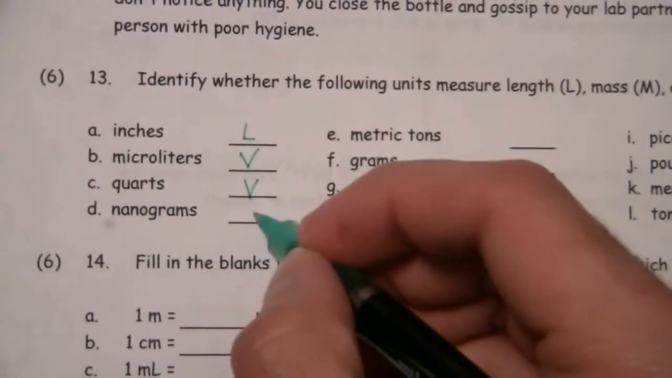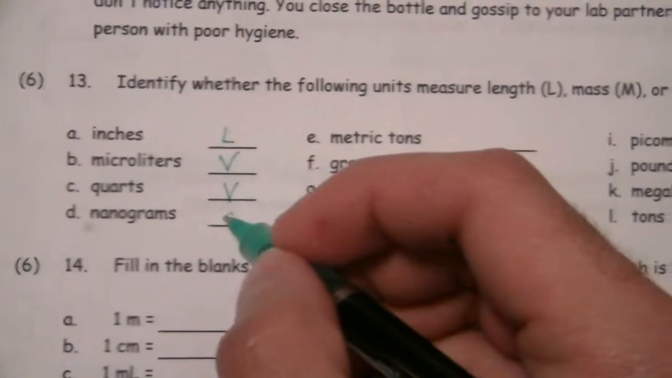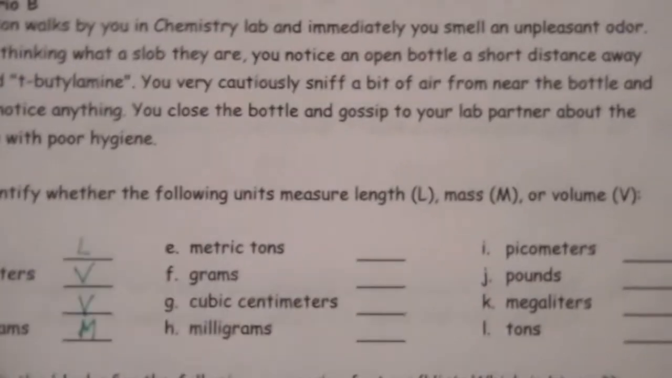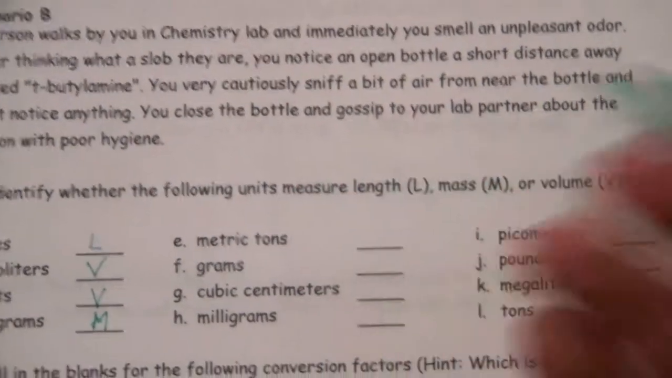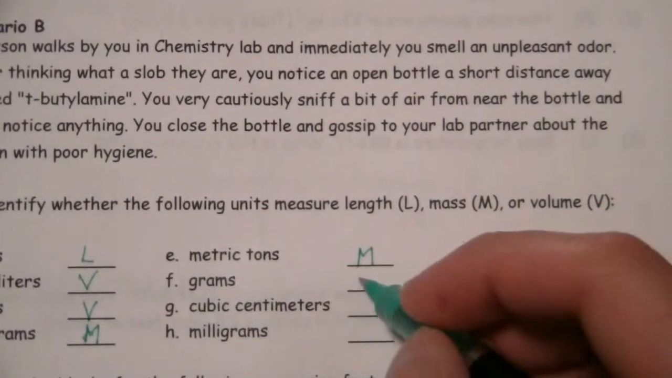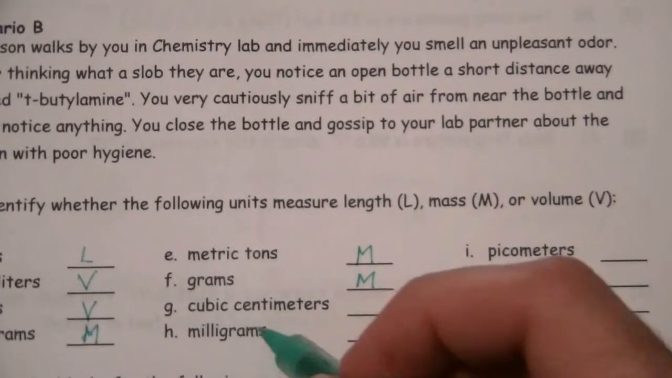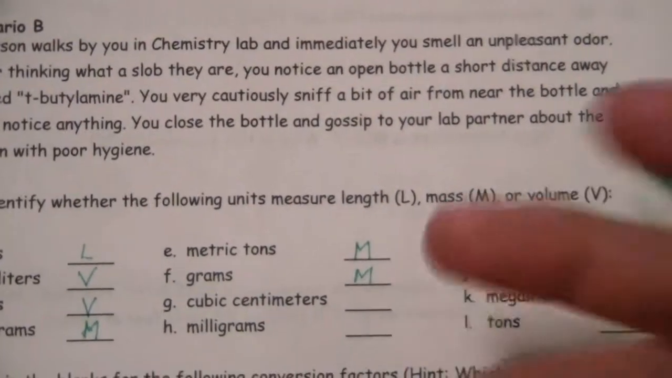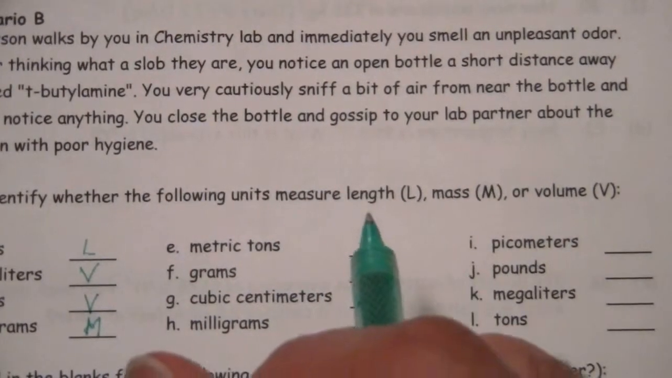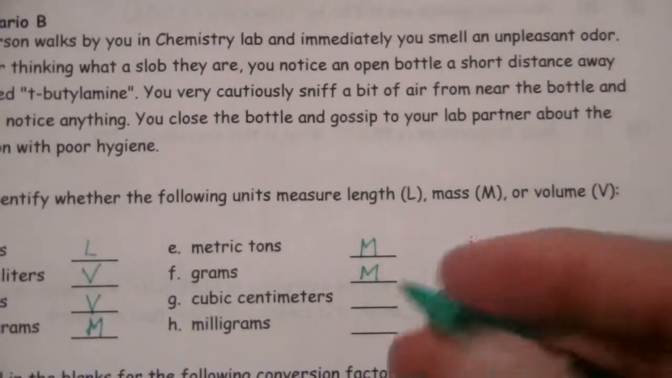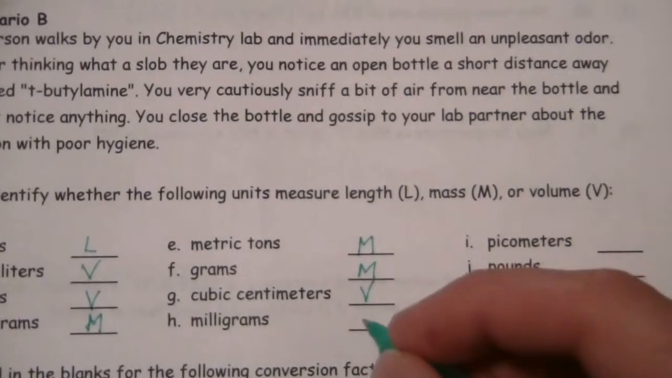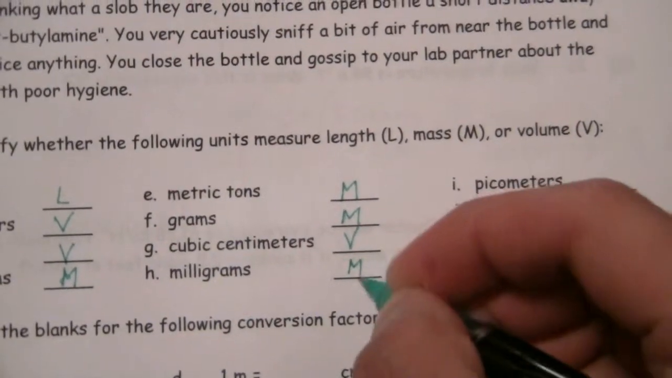Nanograms, grams are weight. So this would be mass or weight, depending on the term you prefer. Metric tons, again, how heavy something is, so that would be mass. Grams, how heavy it is, that's mass. Cubic centimeters, now centimeters, you might see that and think length, but this is cubic centimeters. So that means you've got length times length times length, and that is volume. Milligrams is how heavy something is, so that is mass.